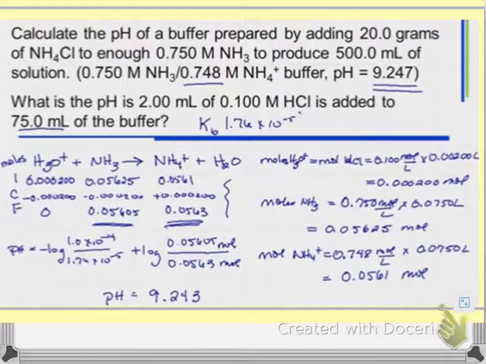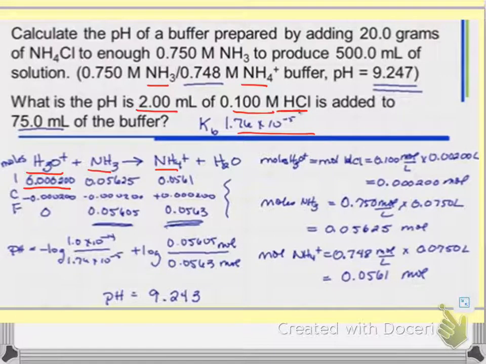First of all, I didn't give you the Kb, but the Kb is 1.76 times 10 to the minus 5. What's going to happen here is I'm adding acid, so I can write either H+ or H3O+. If I look at my choices for what it's going to react with, it's going to react with the base, and it's going to give me ammonium. I can first figure out how much of the acid I am adding by taking the molarity of the acid times the liters, and I get 0.0002 moles.